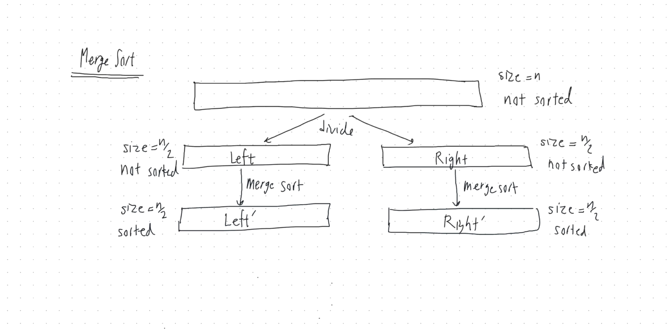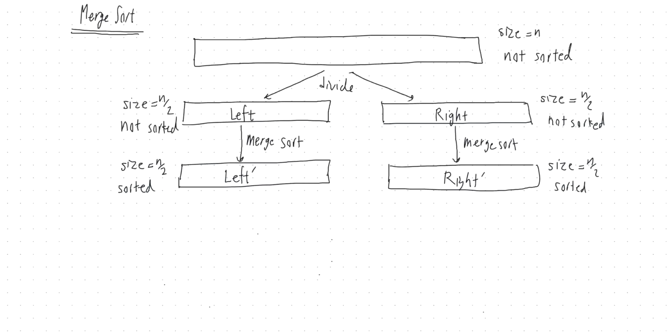Okay, so now we have the first half of the original array sorted, and the second half of the original array also sorted. But if you think about it, we cannot just put these two together and say, here you go, this is the sorted array, because it could be that this left is like 1, 7, 10, it is sorted, and then this one is 2, 8, 15. If you put them together side by side, even though both of them are sorted, the result is not going to be sorted. So it requires a little bit more work.